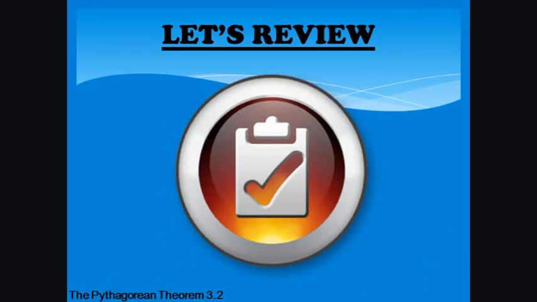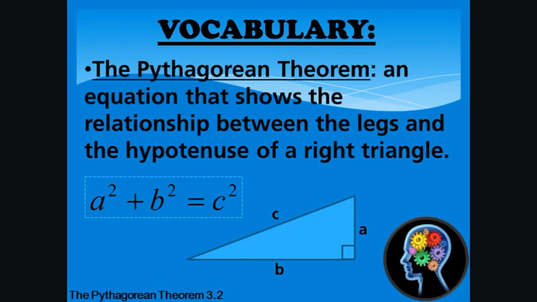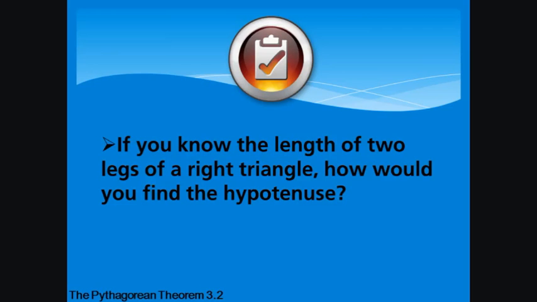Now we're at the end of our lesson, so let's go ahead and review. We talked about what the Pythagorean theorem is and how it is used to find the length of any side, really, of a right triangle, specifically the hypotenuse, which is C, the longest length of the right triangle. So go ahead and see if you can answer this question: if you know the length of two legs of a right triangle, how do you solve for the hypotenuse?